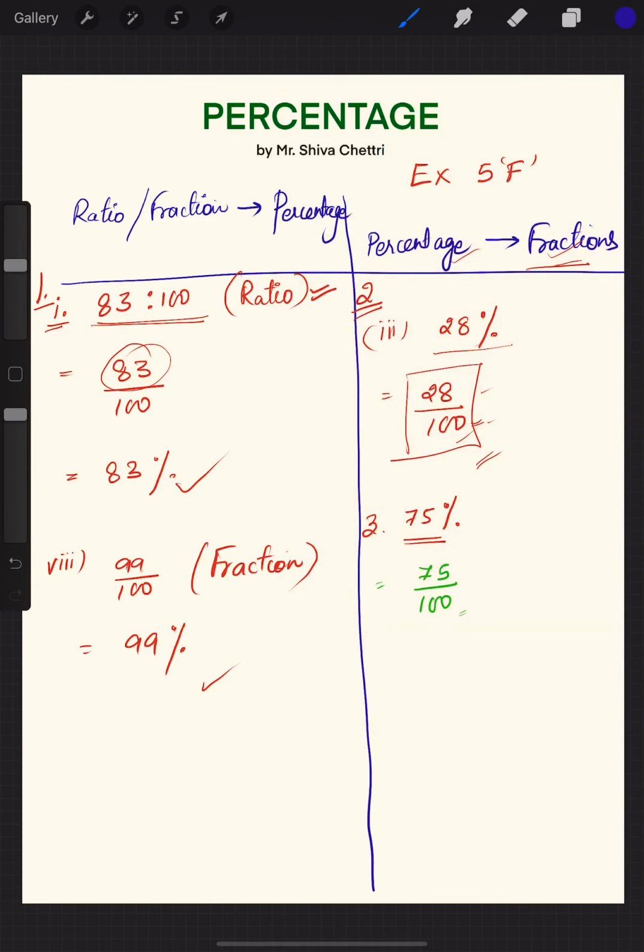5 can divide both the numbers, right? 5 ones are 5, remaining 2, 25. 5 fives are 25, 5 twos are 10, and 0. Still 15 and 20 can be divided by one number, that is 5. 5 threes are 15, 5 fours are 20. So the required fraction is 3 by 4. This is the simplest form. Furthermore, it cannot be divided, so this is the simplest form.